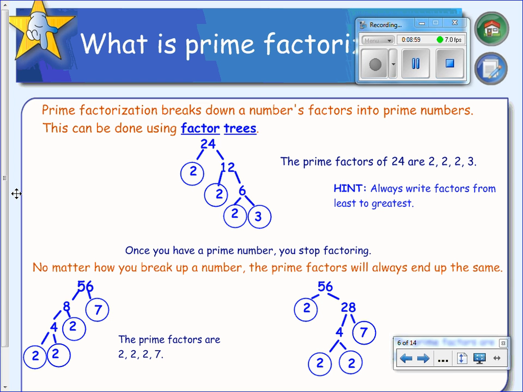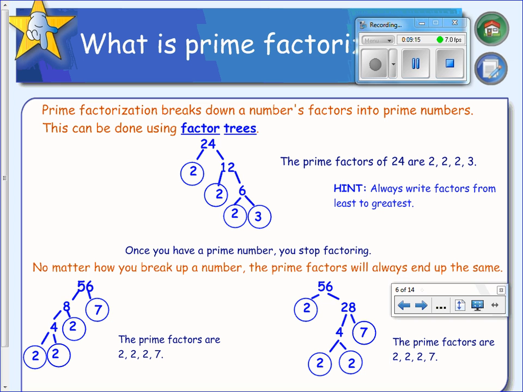Well, Layton started his and he used 2 as his factor. 2 times 28, and he circled 2 because it was a prime. But then you factor the 28, 4 and 7. Then we need to factor out the 4. So you'll notice that in 56, its prime factors are 2, 2, 2, and 7. Notice our trees are different, but they have the exact same prime factors.